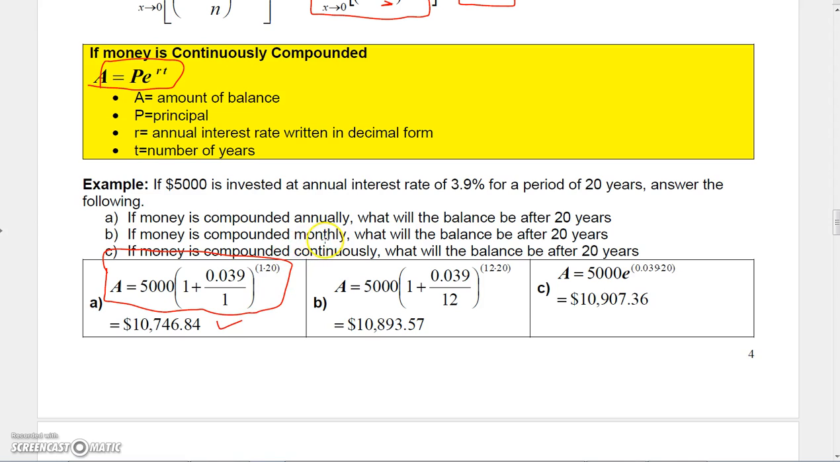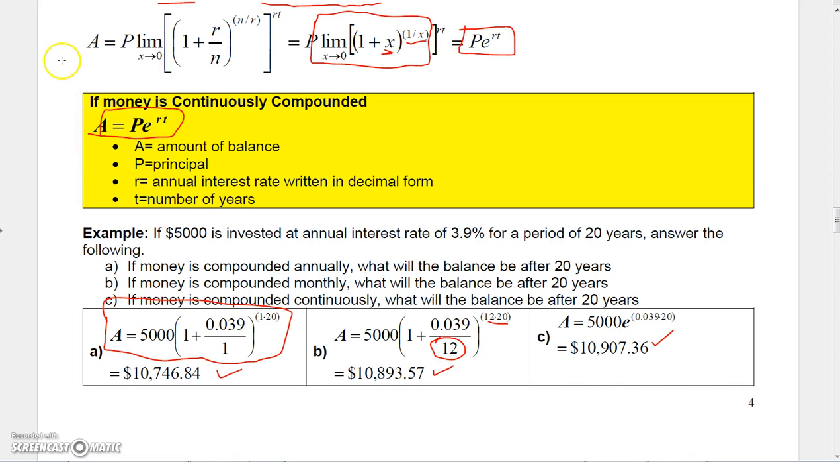The second one says, what if we compound monthly? Well, if we compound monthly, then you have to replace the 1 with 12 here and up here. So you have 5,000 times this expression to the 240th power, which gives you this number. And then if you compound continuously, you have to use this formula, P times e to the rt, and you get 5,000 e to the 0.039 times 20, which is 10,907.36. Okay, so that was the review of exponential functions.